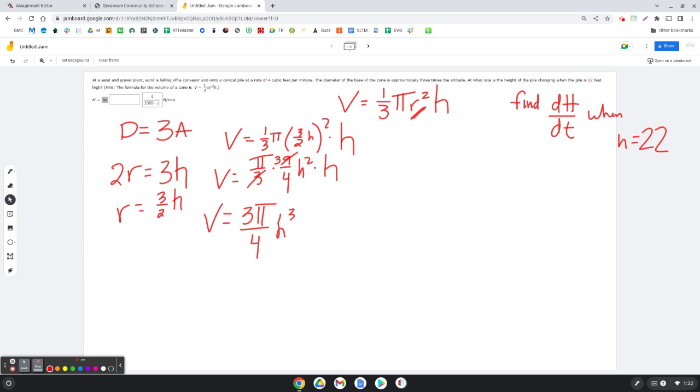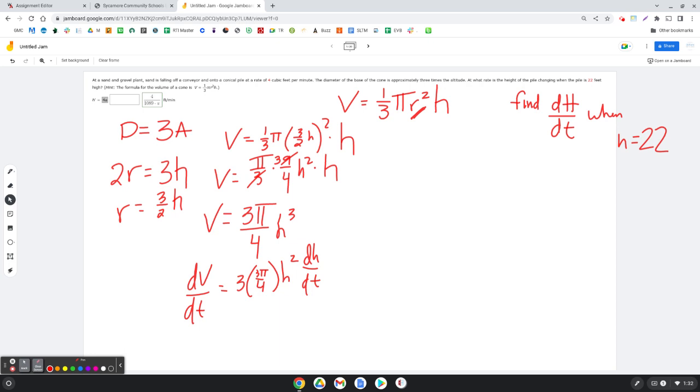So we'll take the derivative with respect to t, time. The derivative of v is 1, but times dv/dt. And then we've got to do 3 times 3 pi over 4 times h squared. Does that make sense? And then we've got to do dh/dt. Okay, calculus is over. Now we're right back to algebra again.